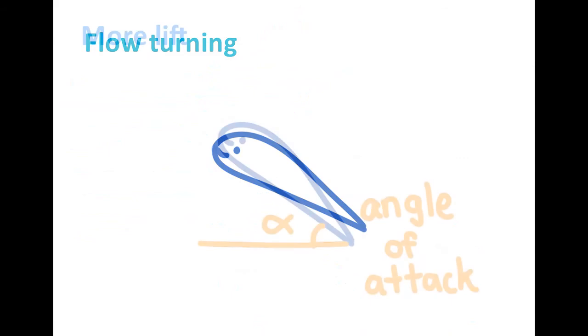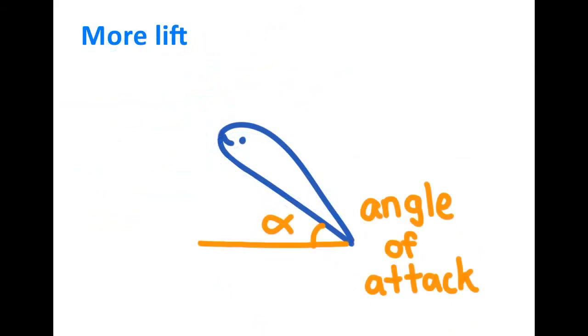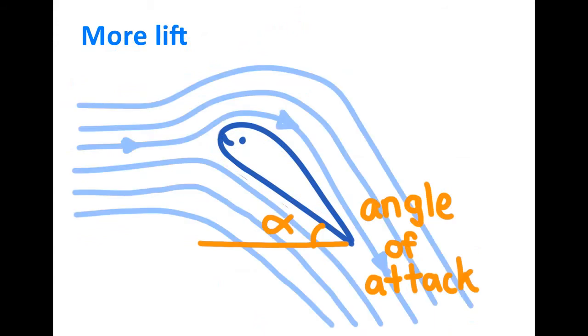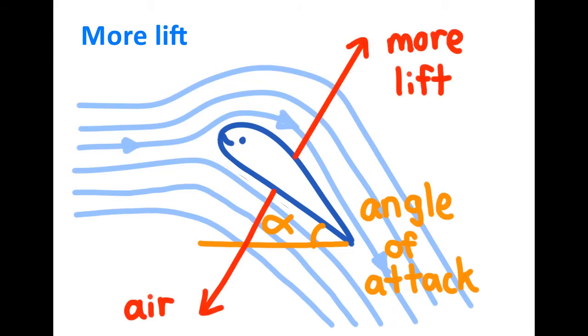But what if we want more lift? To get more lift, we can increase the angle of attack like this. This slants the wing and makes it direct air downwards at a sharper angle. As a result, we get a stronger downward force from the air and we get more lift.